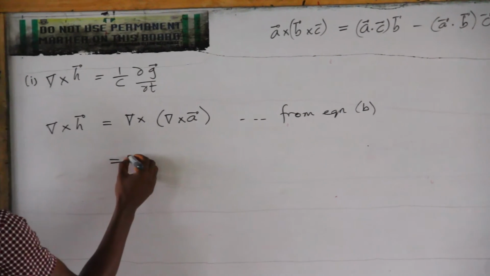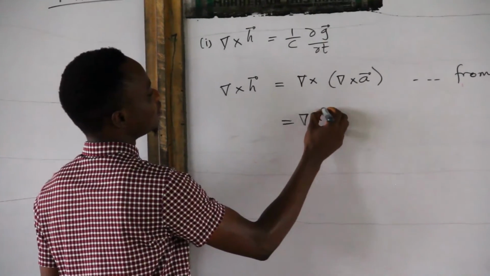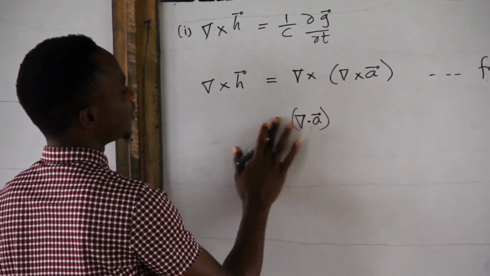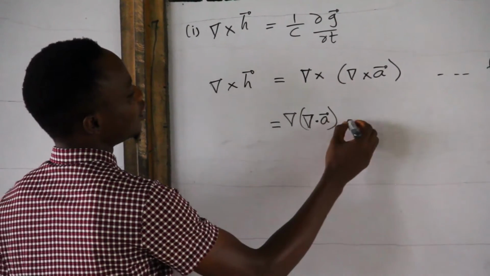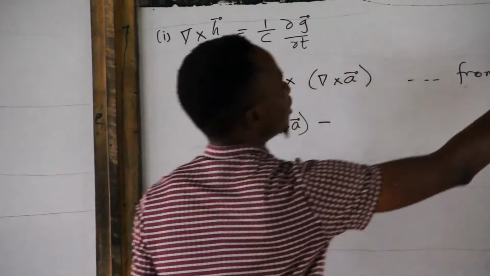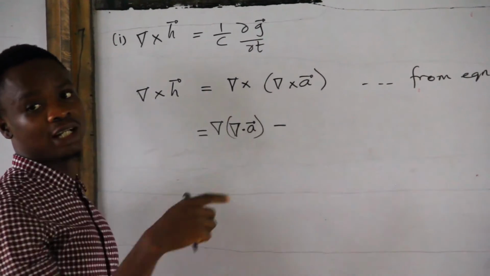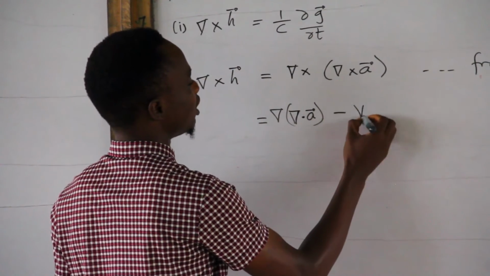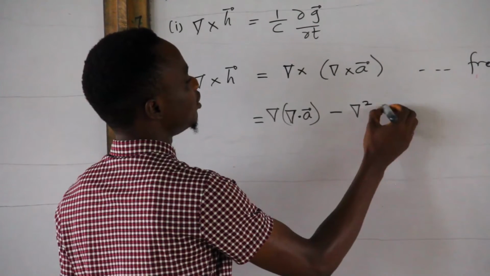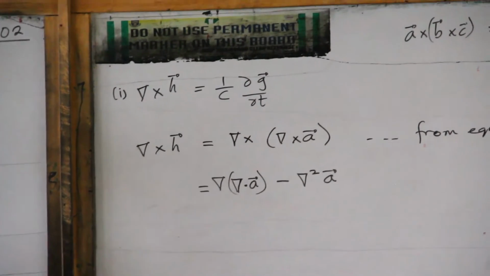So I can write this as nabla dot a multiplying the nabla. That's nabla of nabla dot a, then minus, I will do this. That will be nabla dot nabla. Nabla dot nabla is nabla square. Is it clear? That will be minus nabla square a. Does it make sense to you? Alright, so I can simplify this.